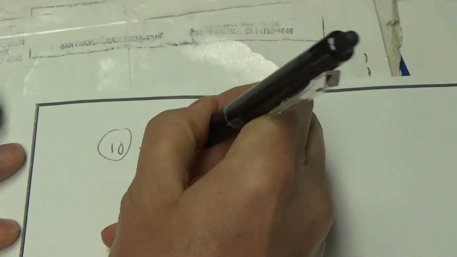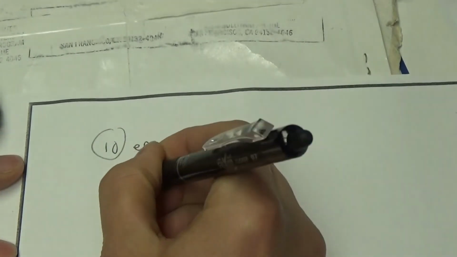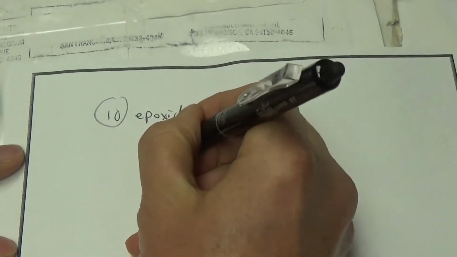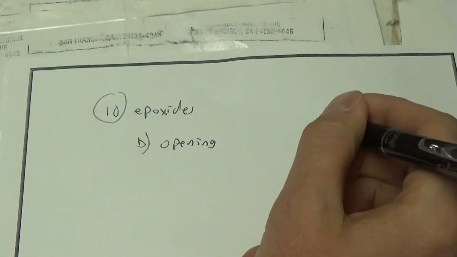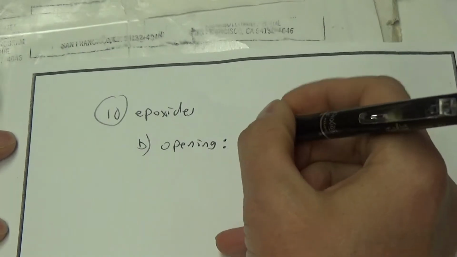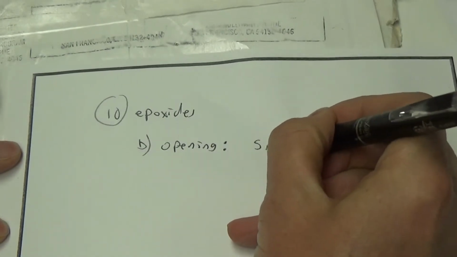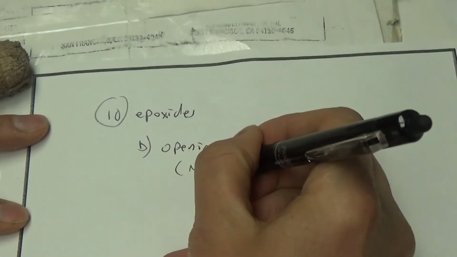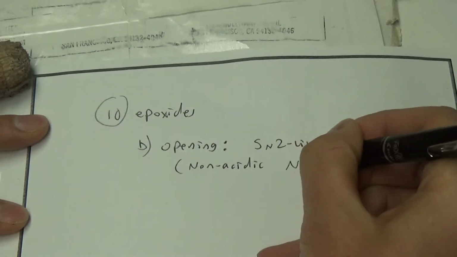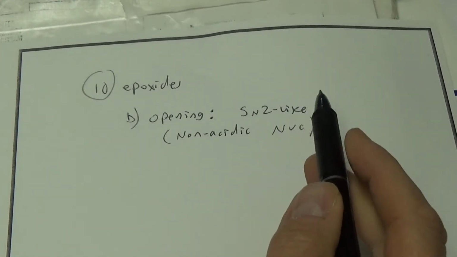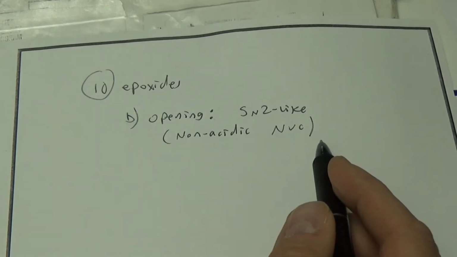Okay, so we're still on epoxides. I think this is the last topic of this chapter. So, epoxides. Opening them. Opening epoxides. And we talked about the three kinds. This is the first one. This is SN2-like, and this is with non-acidic nucleophiles. If it's a non-acidic nucleophile, it always and only does SN2-like opening.